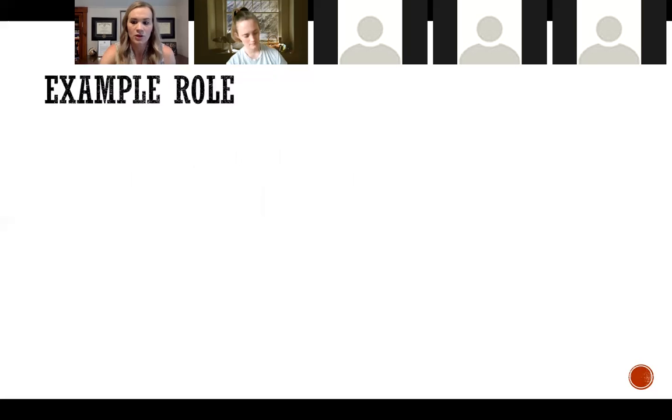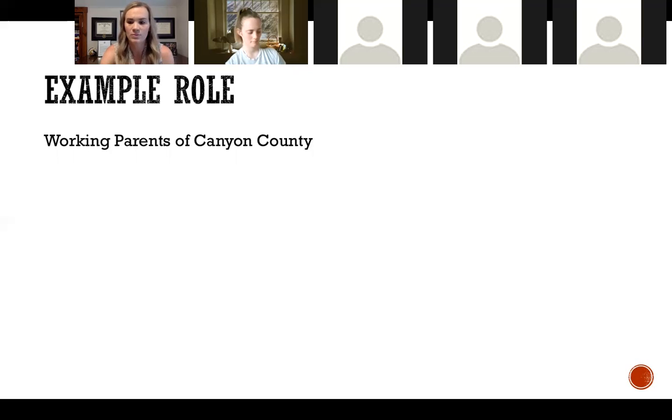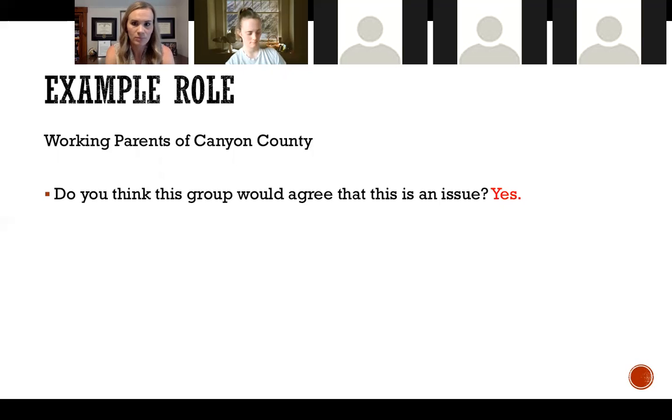So for example, my role could be Working Parents of Canyon County, the WPCC. Is that a real group? I don't think so, but it works. I think these people would agree with me for the most part. So you can make that up. You just have to make sure you are identifying your role and that it fits the role of your problem, that you would advocate for this problem and solution. So do you think this group would agree with this issue? Probably, because it's specifically talking about how it affects them. Any questions with audience?